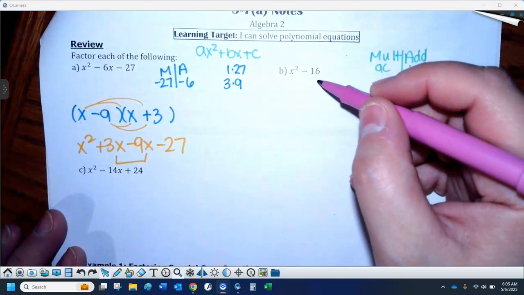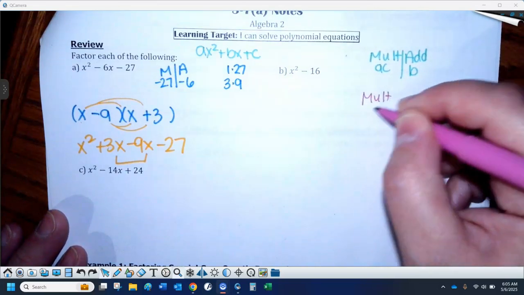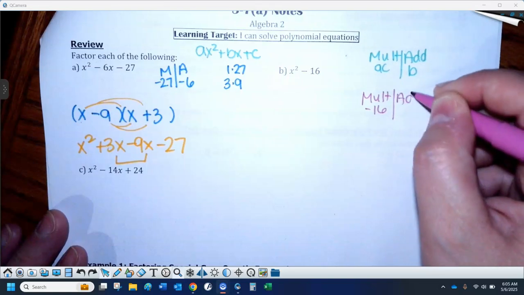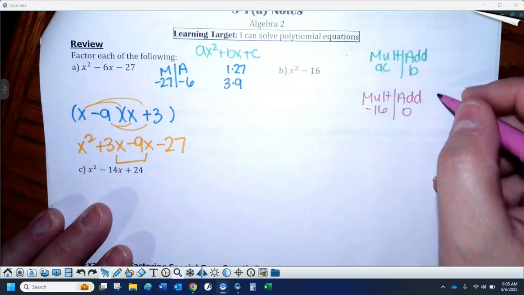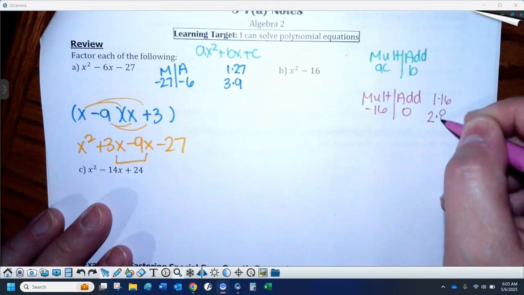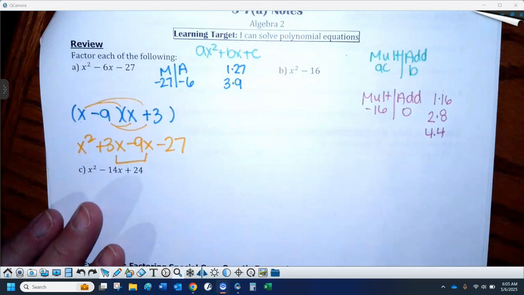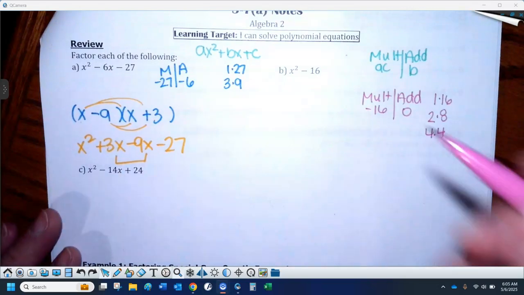All right, this one is a difference of squares, but you can actually do this the same way. This would be multiply to get negative 16, and there's no b value there, so add to get 0. So the two numbers you want to use would be opposites. For 16, you have a couple choices. You've got 1 and 16. You've got 2 and 8, and you've got 4 and 4. But if I need a combination to add up to 0, the numbers will be opposites, so I'm going to use 4 and negative 4.